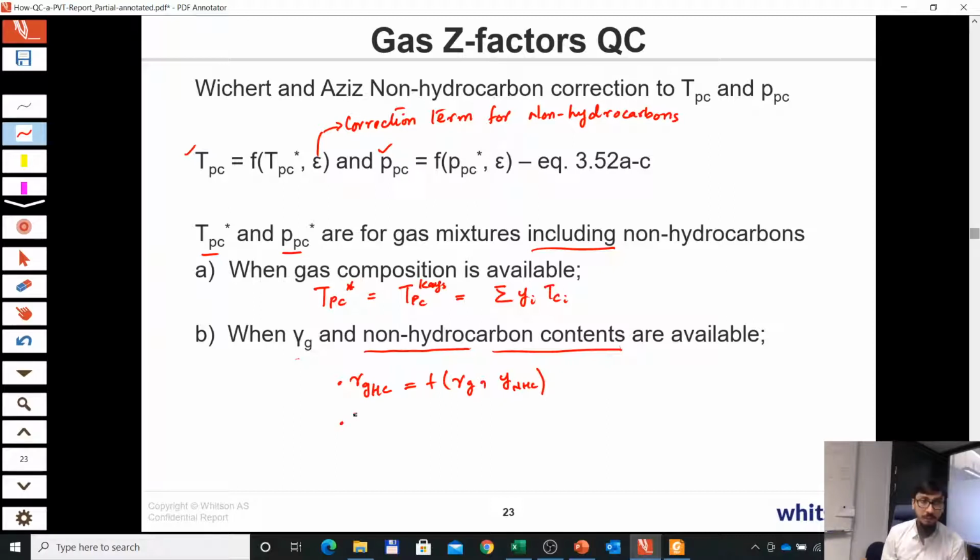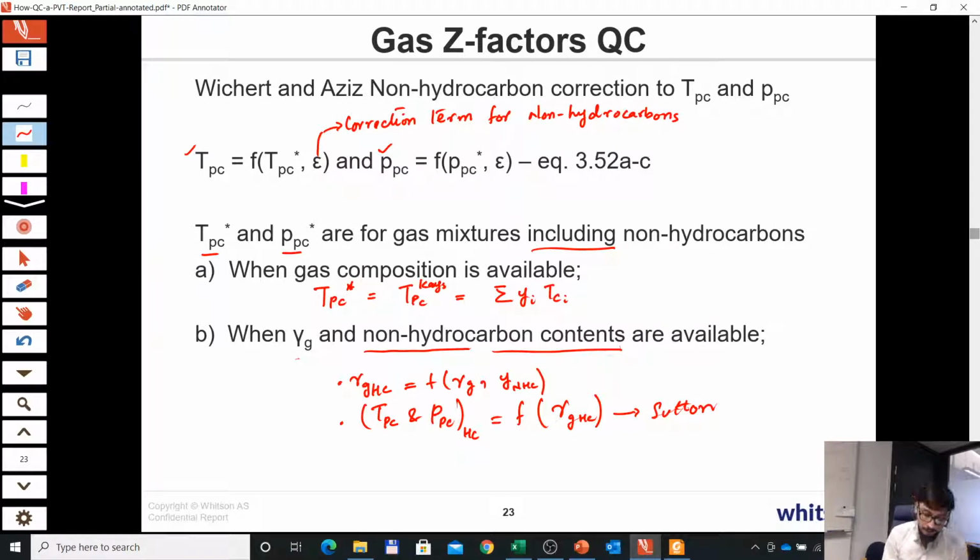The second step is that you calculate the TPC and PPC of the hydrocarbon, which will be a function of the hydrocarbon gas composition and the hydrocarbon gas gravity. And again, we know there are a bunch of correlations. For example, you can use the Sutton correlation.